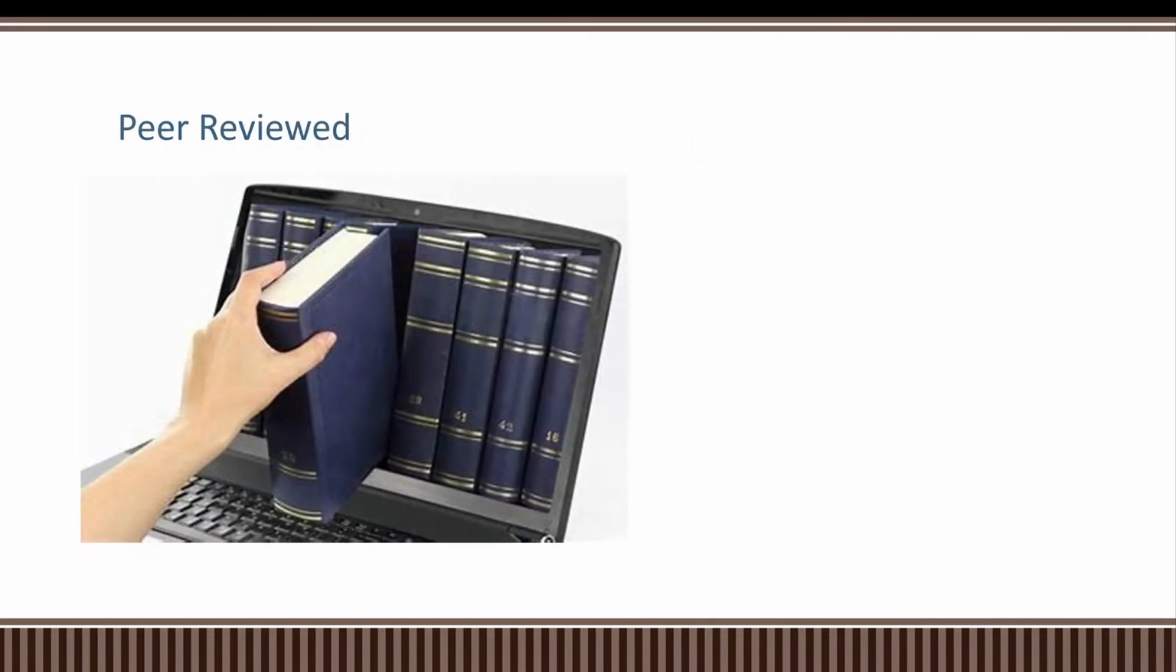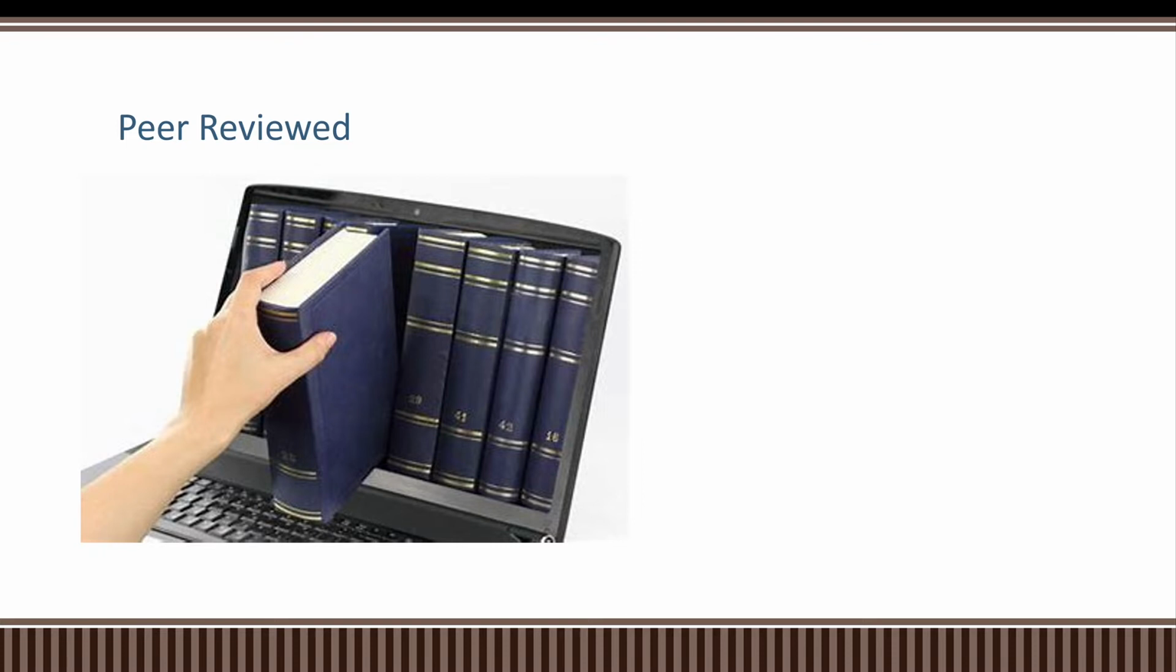What is meant by peer-reviewed? Peer review is to ensure the quality of articles submitted for publication in a scholarly journal. Before an article is deemed appropriate to be published in a journal, it needs to undergo a process. The author of an article submits it to a journal editor, and that journal editor sends it to a committee of experts.